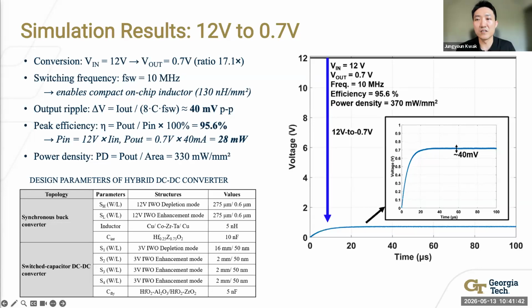The duty cycle is about 0.125, which matches the design target of 1.5 volts divided by 12 volts. We chose 10 megahertz as the switching frequency because it balances inductor size and switching losses.